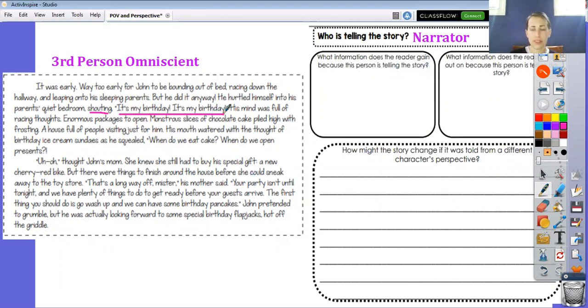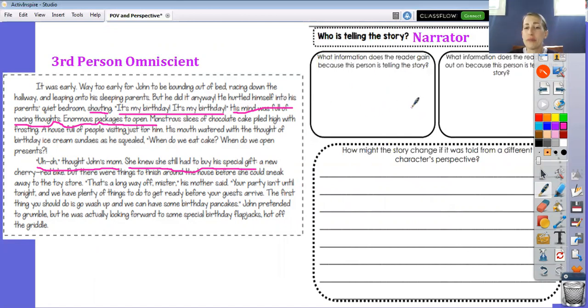It's my birthday, it's my birthday. Everybody loves their birthday. We know that his mind was full of racing thoughts because he's so excited about all the things that come with his birthday, like the packages, the cake, the ice cream sundaes. But since it's omniscient, we also know John's mom's thoughts and feelings. Uh-oh, she thinks. Her problem is she still has to buy his gift, which is really important because everybody likes to get a present of some sort.